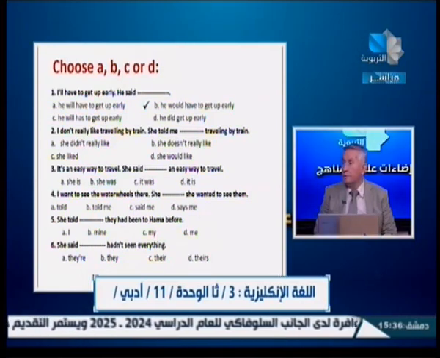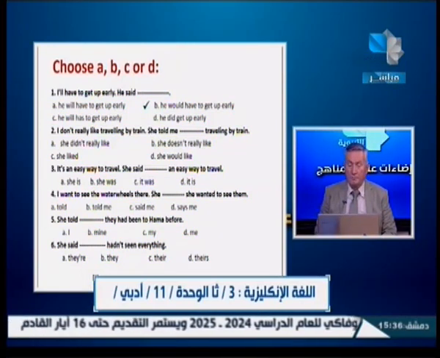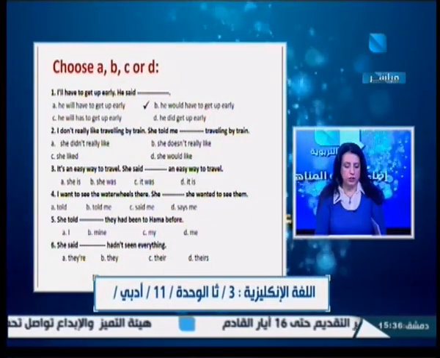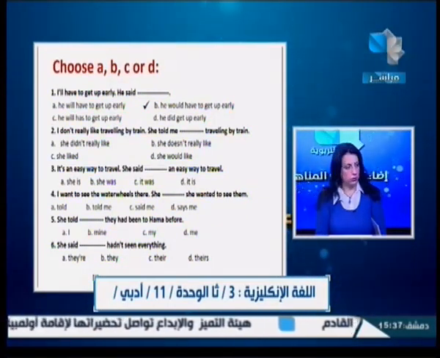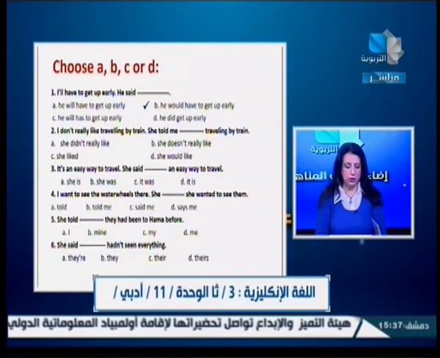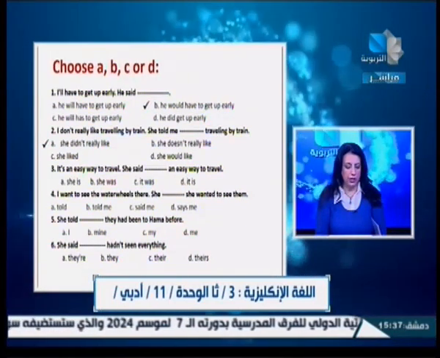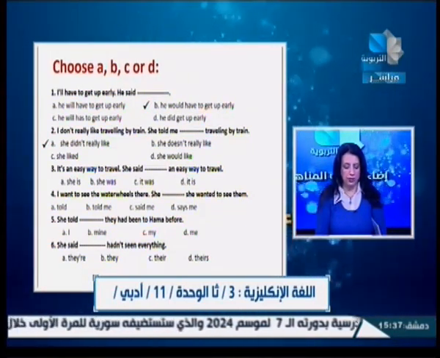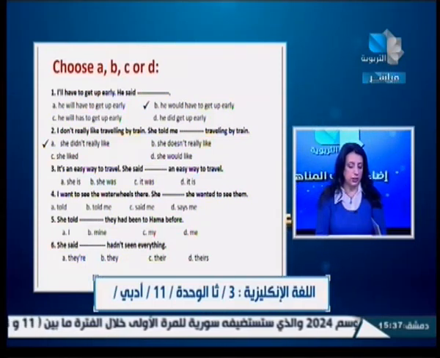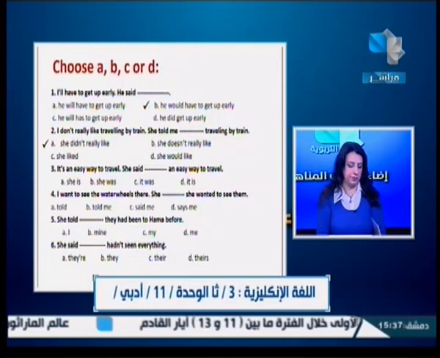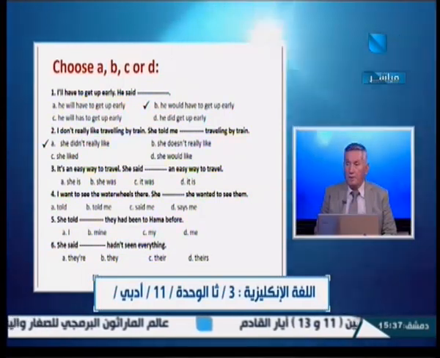Number 2, I don't really like traveling by train. She told me she, present simple turns to be past simple. A, she didn't really like. B, she doesn't really like. C, she liked. Or D, she would like traveling by train. So the answer is A, she didn't really like, because simple present tends to be past simple.